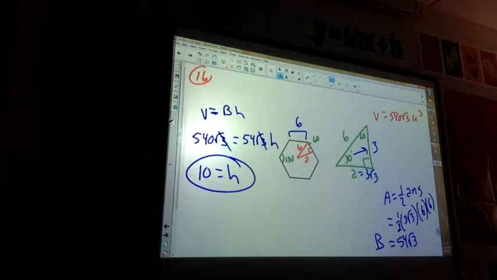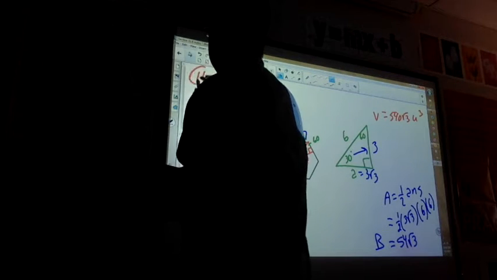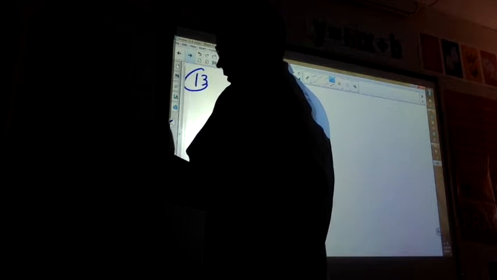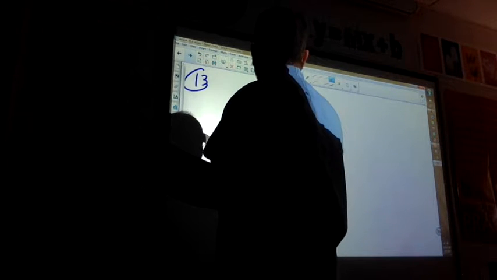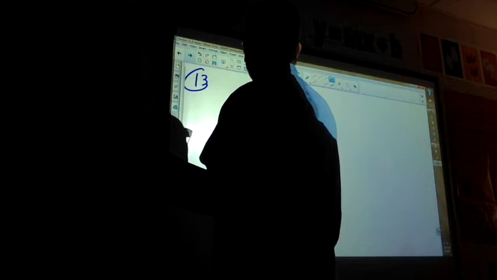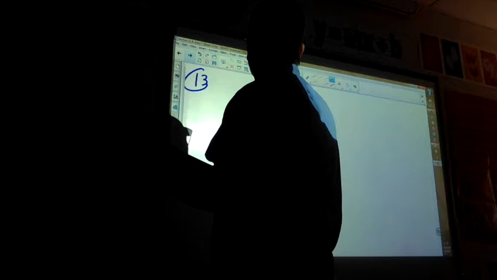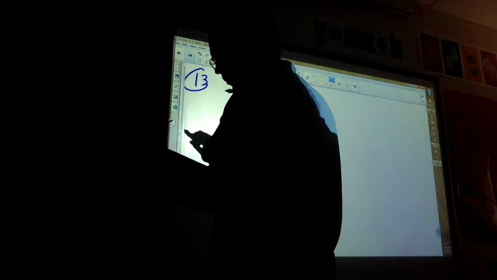Yo. 13. 13. Oh boy. 13. Cube on bottom. With a semicircle. I got it right.